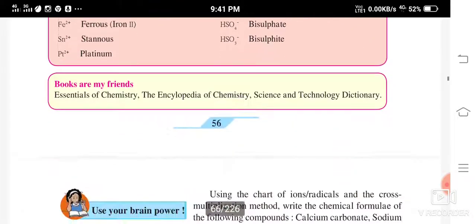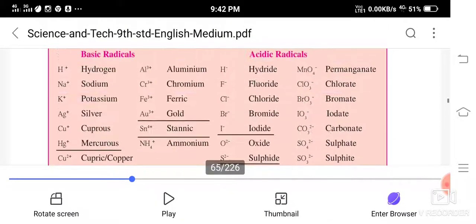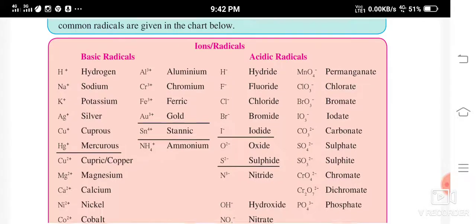Now just like this, we will see one more: sodium bicarbonate. Now, sodium, you can see, is Na plus.